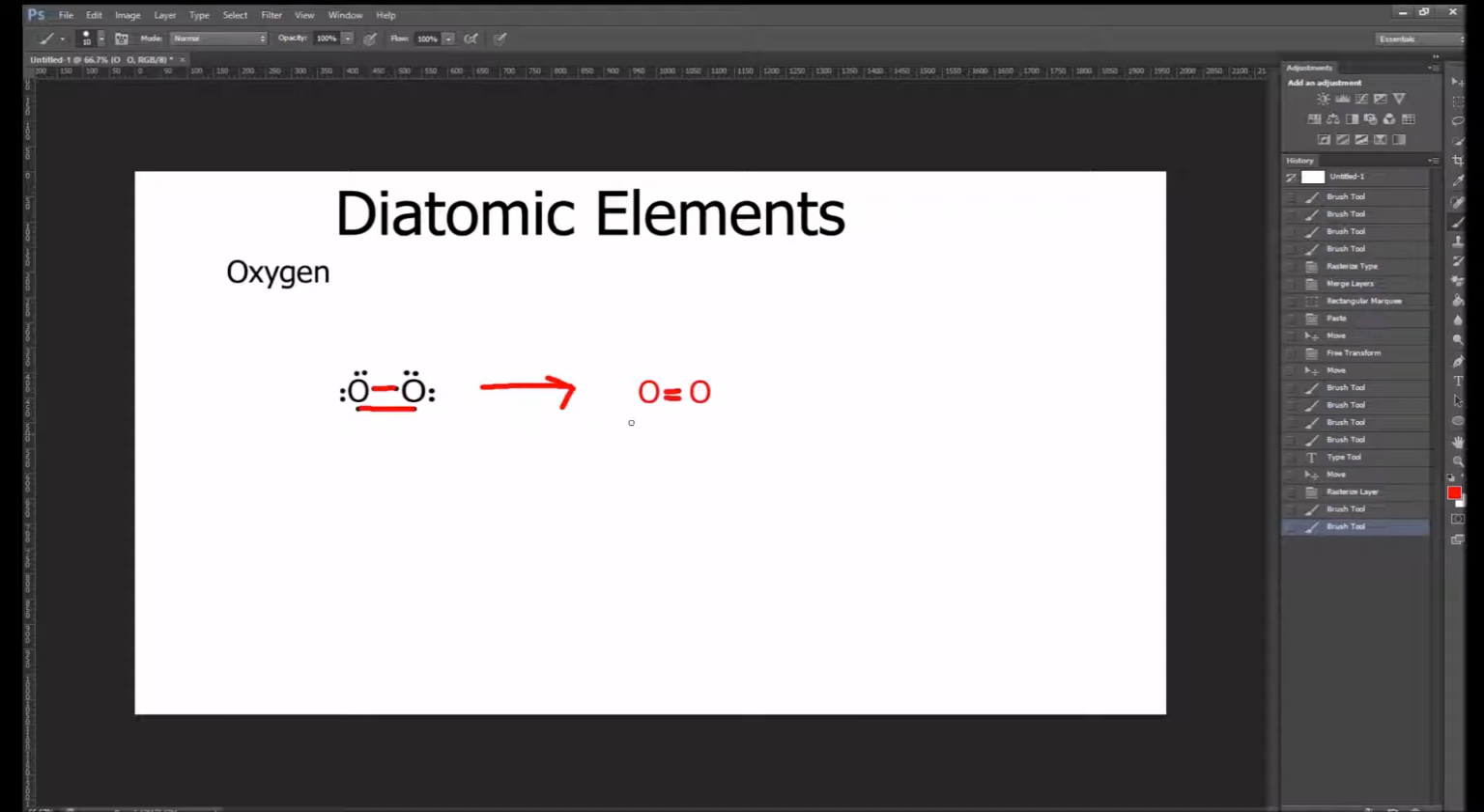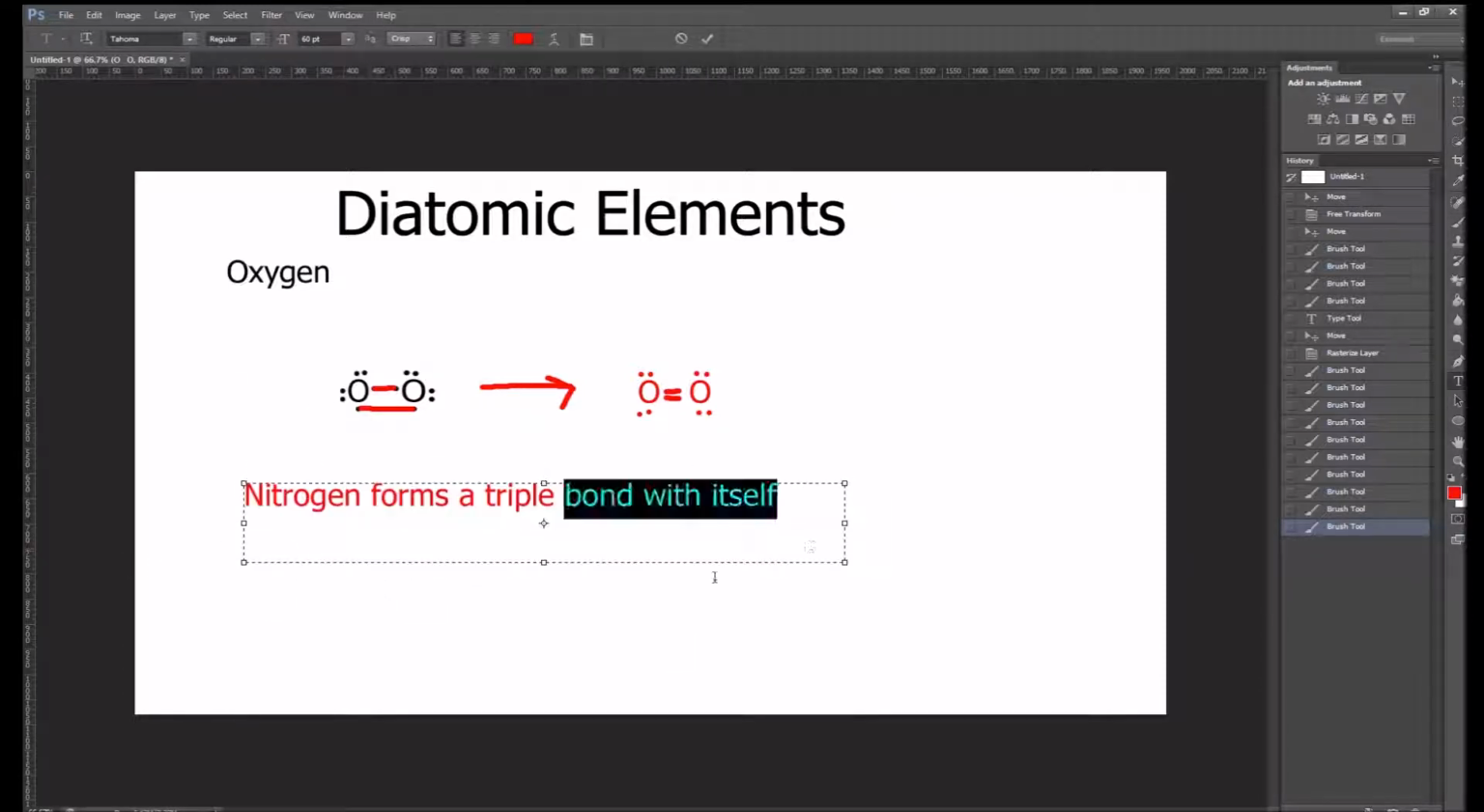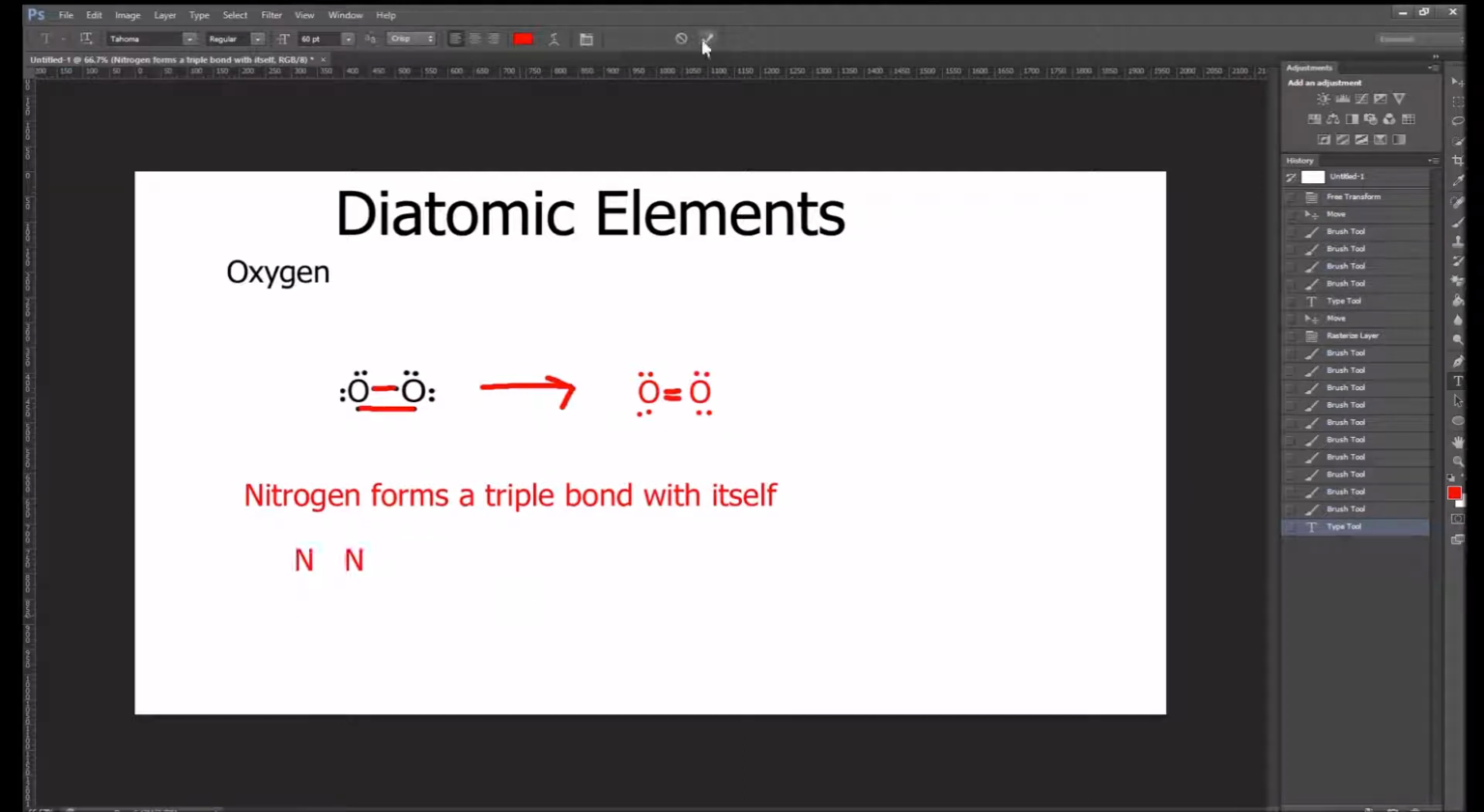Oxygen over here can just form a covalent bond with another oxygen to pair up those lonely electrons, and likewise, hydrogen can do the same. It is important to note, however, that nitrogen forms a triple bond with itself and not a double bond.